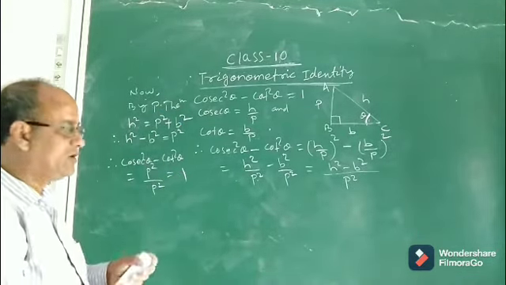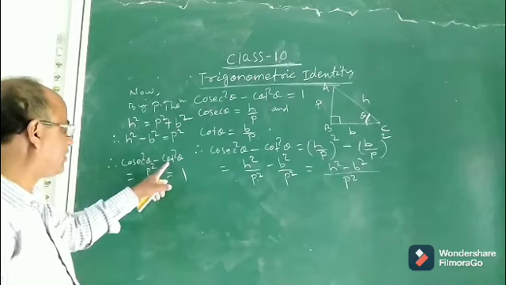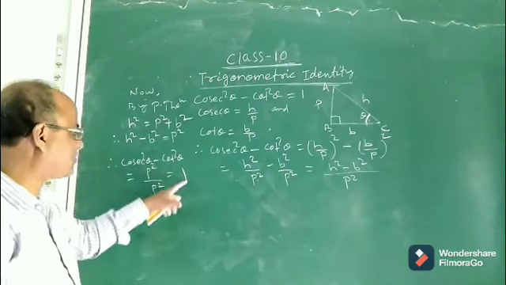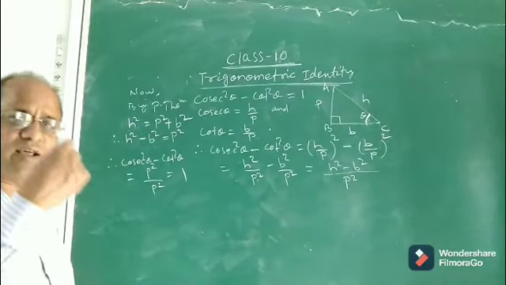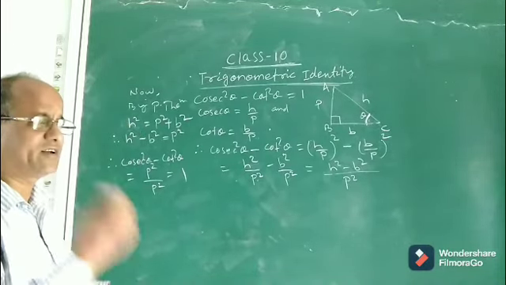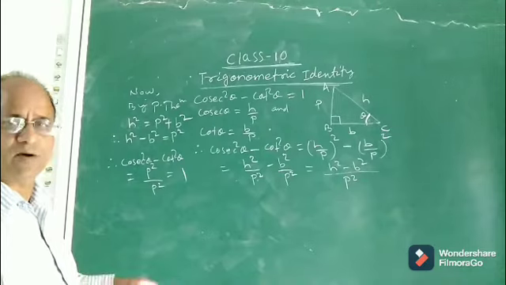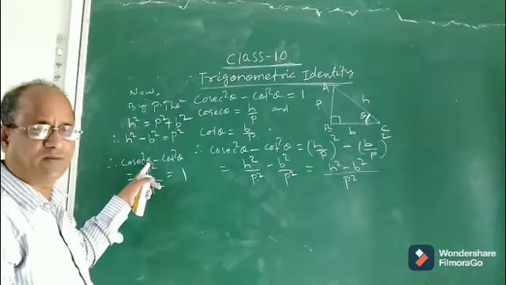So children, what did you see? You saw that cosec square theta minus cot square theta equals 1. Not only theta, in place of theta you can take A, B, C, any angle: 45 degree, 60 degree, 90 degree, 30 degree, alpha, beta, gamma. You can assign any value in place of theta.